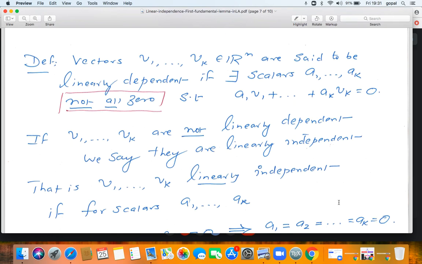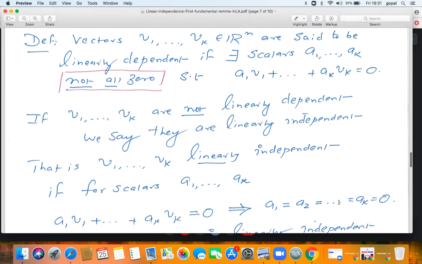not all zero, at least one of them should be non-zero, such that a1 v1 plus a2 v2 plus ... plus ak vk must be zero. If v1, v2, ..., vk are not linearly dependent, we say they are linearly independent. So what does it mean to say that? Let us define linear independence.